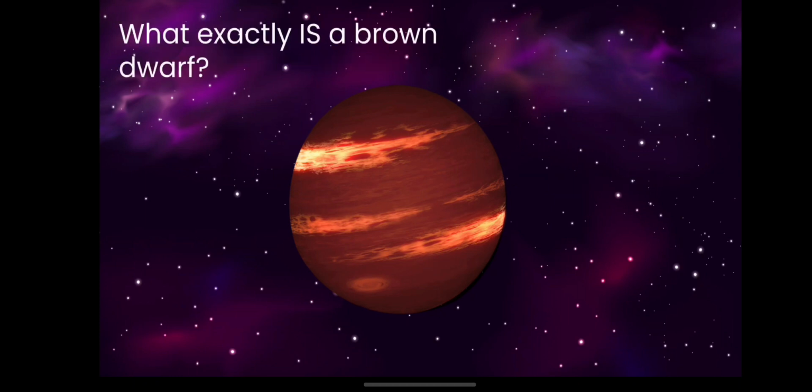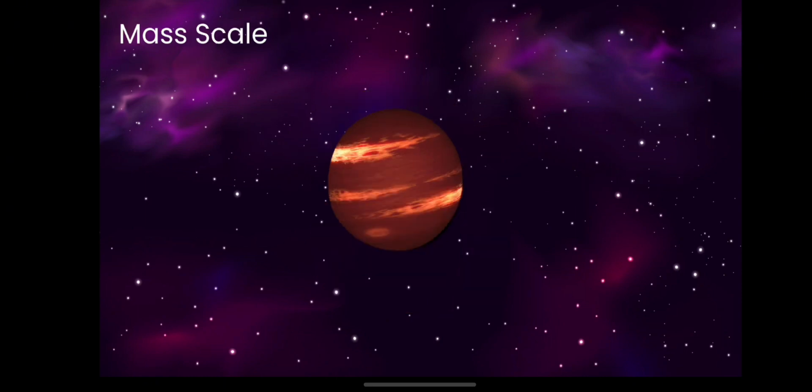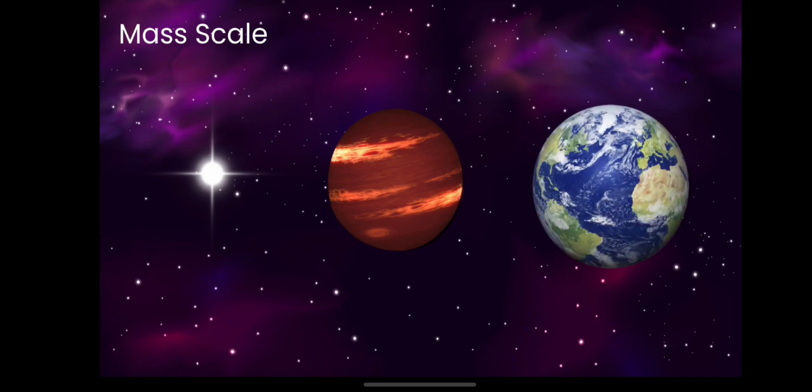Now our question is, what exactly is a brown dwarf? I mean, I've never heard about it, right? Okay, so we're going to look at the mass scale between a star, the brown dwarf, and the Earth. The mass of a regular star is a lot greater than the mass of a brown dwarf. The mass of the brown dwarf is a lot greater than the mass of an average planet such as the Earth. And this is why some scientists don't consider the brown dwarf to be a planet or a star.